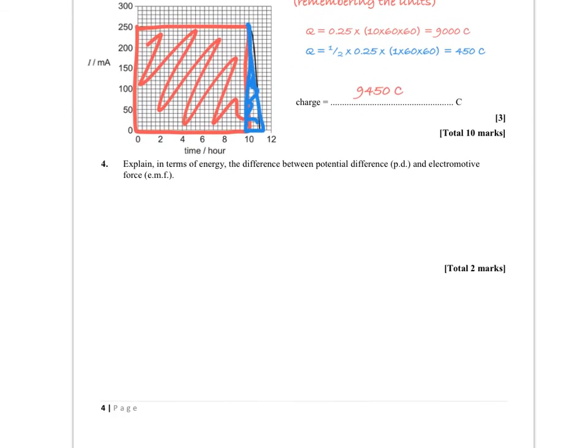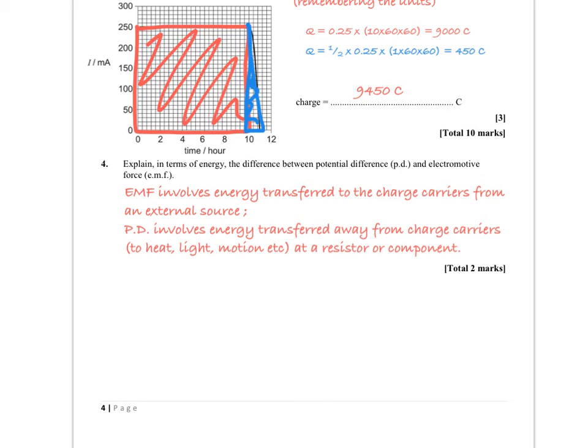Question 4, kind of a basic one: what's the difference between potential difference and electromotive force in terms of energy? So back to our original definitions, EMF, electromotive force, is the energy transferred to the charge carriers from an external source, a power supply. Potential difference is the energy transferred away from the charge carriers to heat, to light, to motion, etc. at a resistor or component in an electric circuit. So it's the direction of energy transfer that's important here.